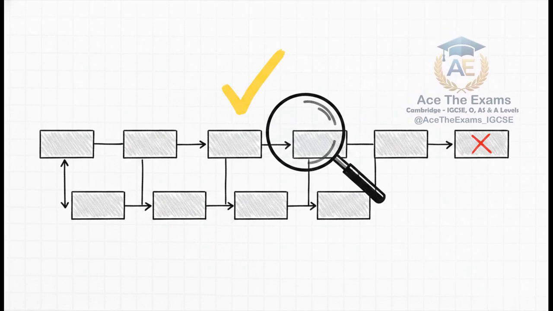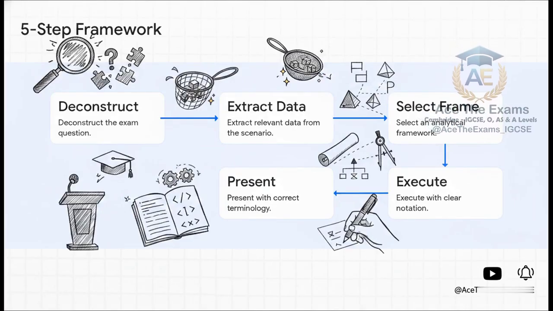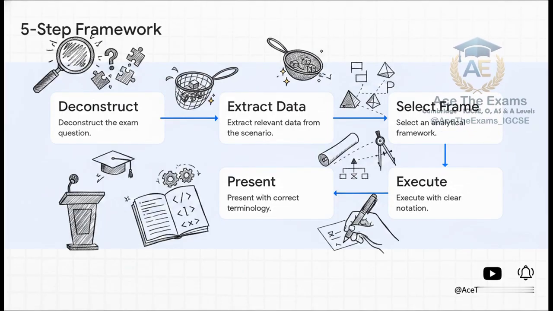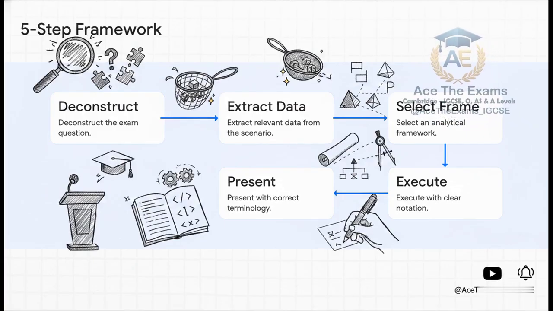You need a system. To systematically maximize those method marks every single time, top candidates use a standardized 5-step sequence. It's an algorithm for taking exams. Let's walk through it. Step 1. Deconstruct the question. What exactly is the command word asking you to do?